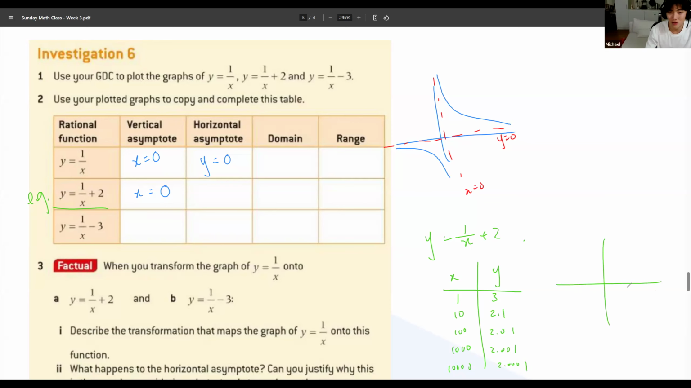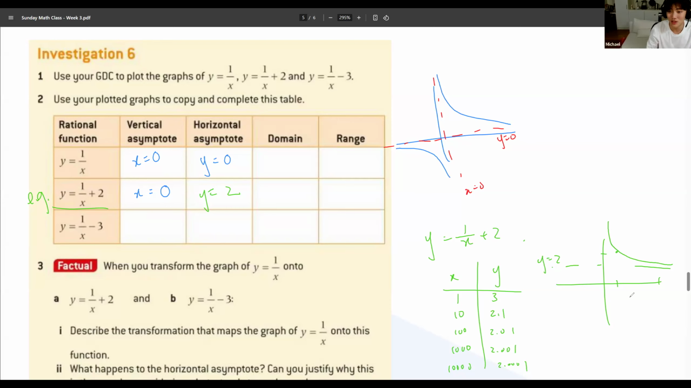So if we draw the graph, we get something like this. When x equals 1, y is 3. When x is 10, it goes very close to 2. So it pretty much just approaches 2. So y equals 2 is your horizontal asymptote. It approaches 2 but never gets to 2. This is obvious enough, right? Hannah, do you get it? Okay, cool. Now I'll do question 3.